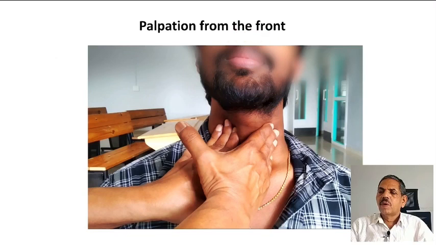Thyroid palpation can also be done with the examiner standing in front of the patient, as shown in the slide. One lobe of the thyroid should be pressed to the opposite side, and with the pulp of the other fingers, palpate one entire lobe from above downwards. Similarly, repeat the palpation of the other lobe by pressing on the opposite side, as mentioned.